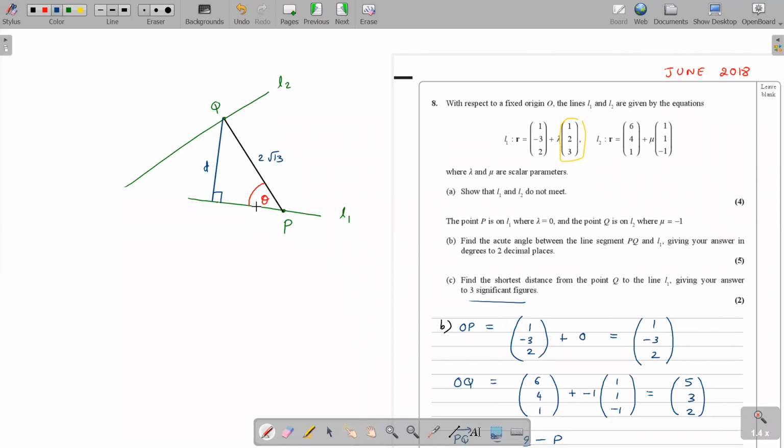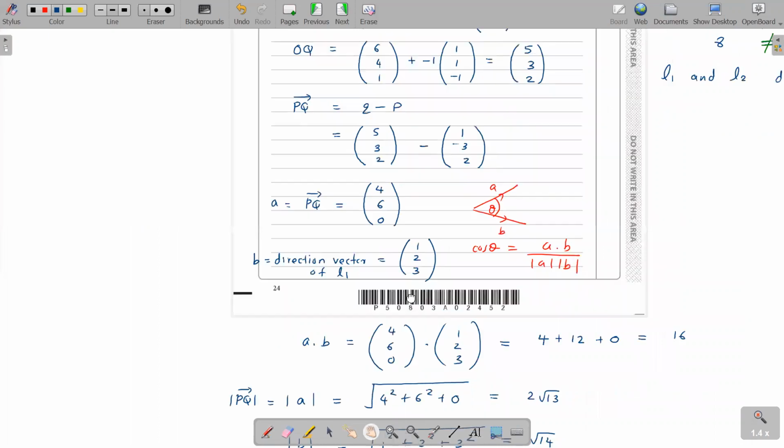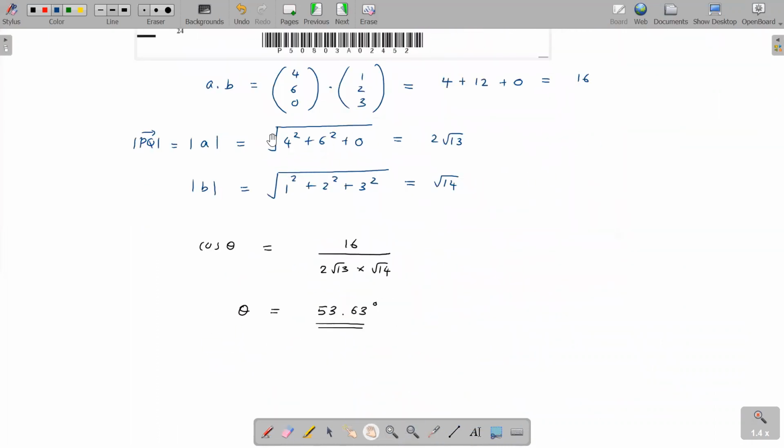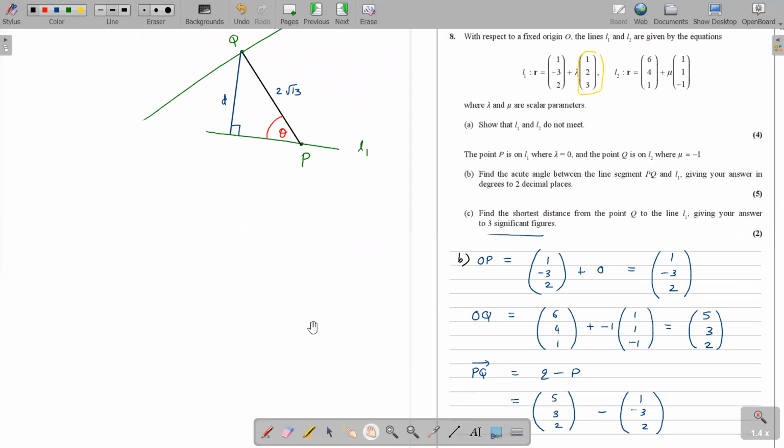The theta value is 53 point, how much was it? 53.63. You could use a few more decimals here first. What was the theta answer? Because when you are substituting the values, it's better to use more decimals. Wait, let me write the answer here. It is 53.62985. You get something like this, and then you write the 3SF answer. The 2DP answer is 53.63. When you are using this answer for the next part, try to use a little bit more significant figures, to be safe.